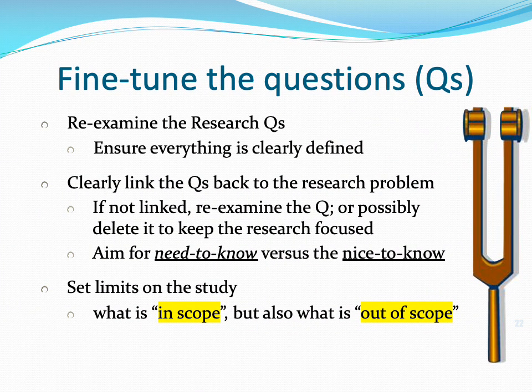Once you've got some of these other things done, you're going to have to re-examine your research questions. Make sure that everything is clearly defined. Make sure that there's a clear link between your research questions and your research objectives or your research problem. Everything you're trying to look into needs to be clearly connected back to your research problem. If it's not, then maybe you don't need it. Maybe it's something that's not relevant.